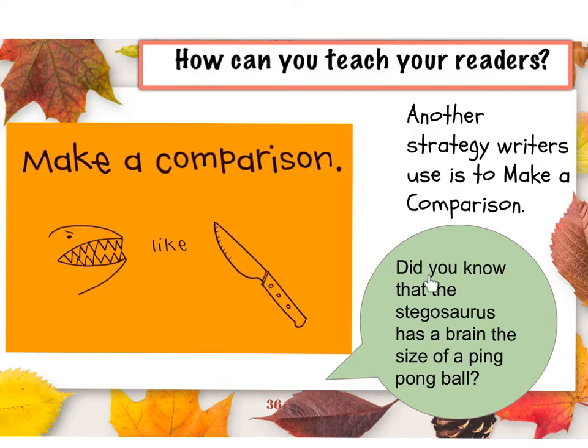Here's another one. Did you know that the Stegosaurus has a brain the size of a ping pong ball? Do you see how we're comparing its brain to the size of a ball? And it's a very small ball, isn't it? That makes it more exciting to the reader, and the reader can kind of understand and see a picture in their mind about what you're talking about. So using comparisons is really important when you do your writing.